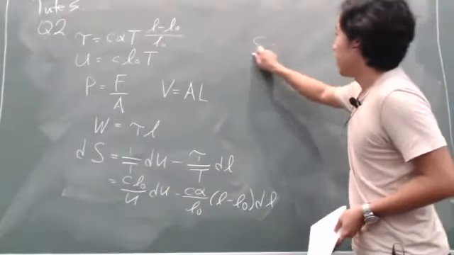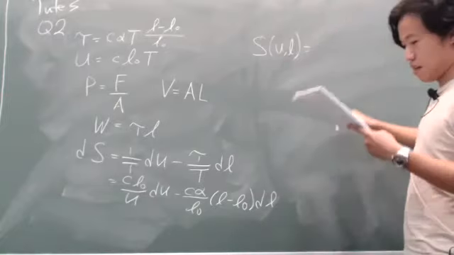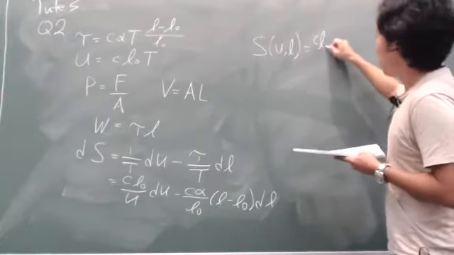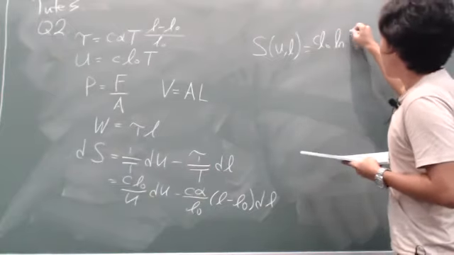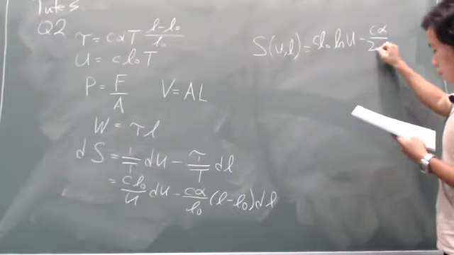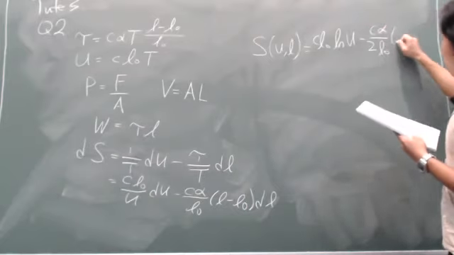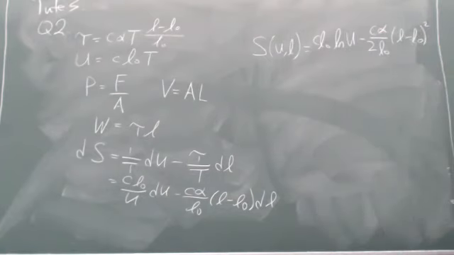So you get the entropy as a function of U and L is given to you by C L naught log of the internal energy U, minus C alpha over 2 L naught, L minus L naught squared.